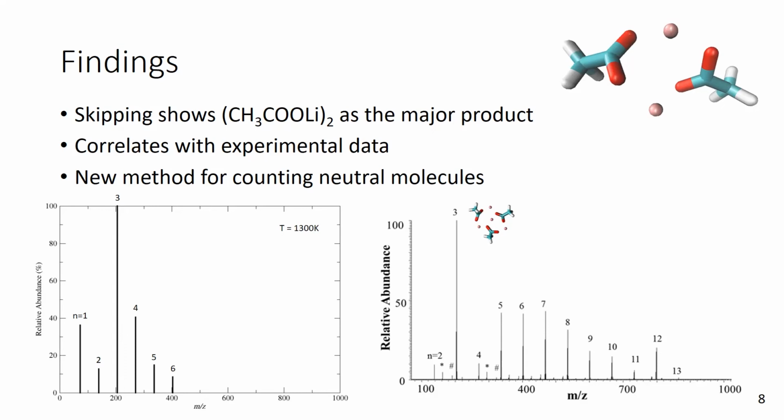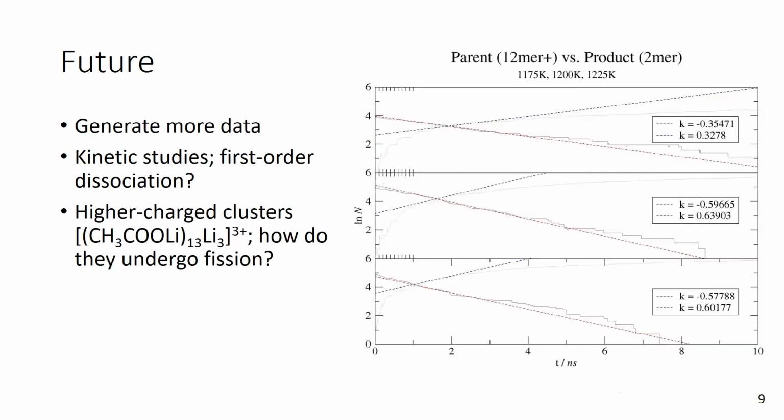And this whole thing shows that TDMD can be a new method for counting neutral molecules, since mass spectra only show the charged species. So from here, I just want to generate more data over more temperatures, and then perform kinetic studies to see why a certain pathway is seen. I already got started on this. And maybe look into higher charge clusters to see how they undergo fission, since it's more complicated with higher charges.